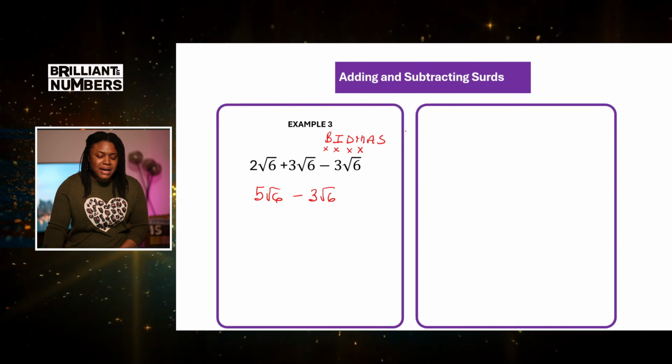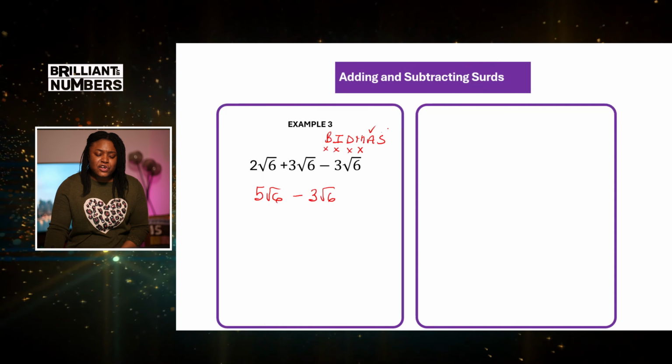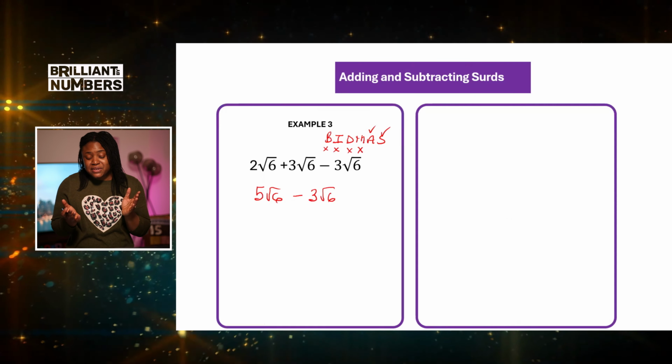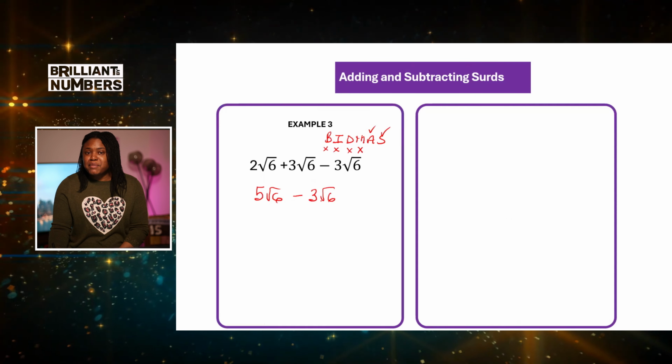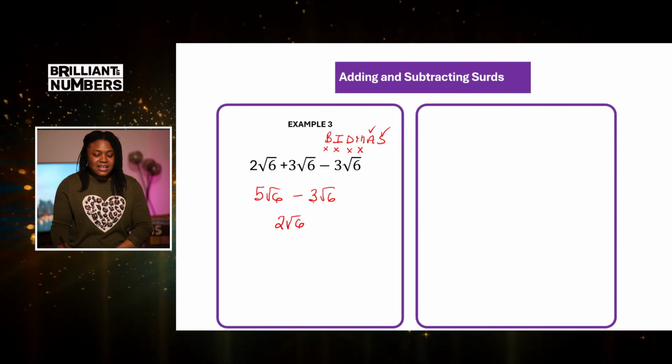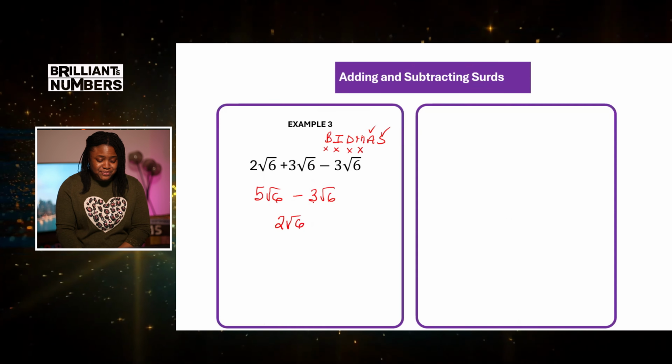So now I've done my addition. I'm now going to focus on my subtraction. Again, my roots are compatible, so I can now do 5 minus 3, and that's equal to 2 root 6. And there we go, we've got it.